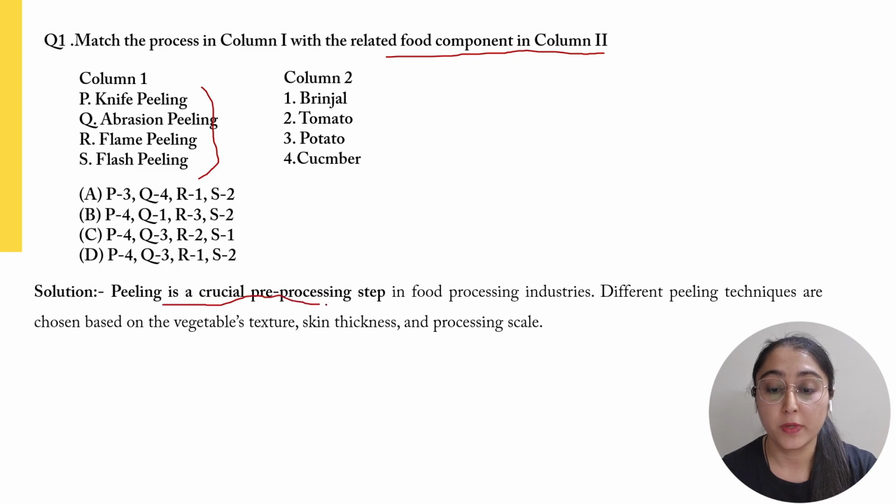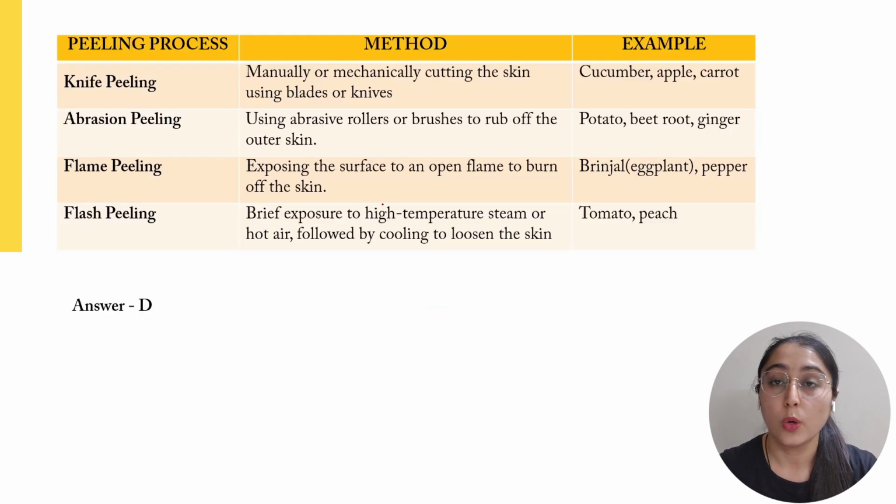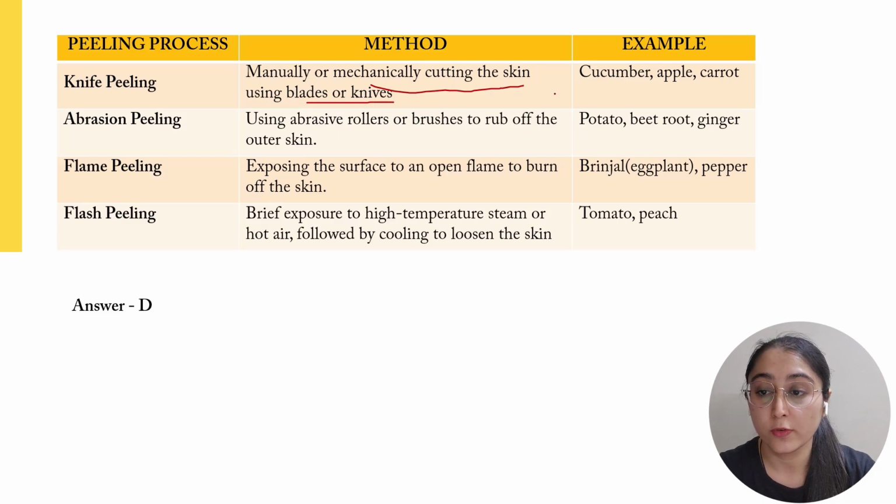Basically, peeling is a crucial pre-processing step in the food processing industry, and different peeling techniques can be used based on vegetable texture, skin thickness and processing scale. Looking at all these processes one by one, first we have knife peeling, which is basically manually or mechanically cutting the skin using blades or knives, and it is generally used for food products such as cucumber, apple, carrot.